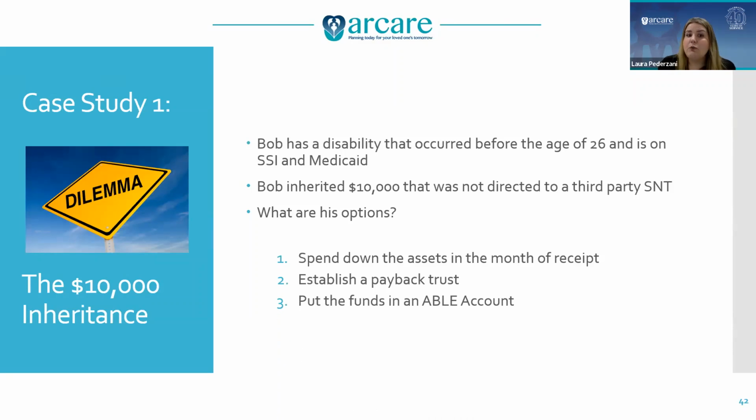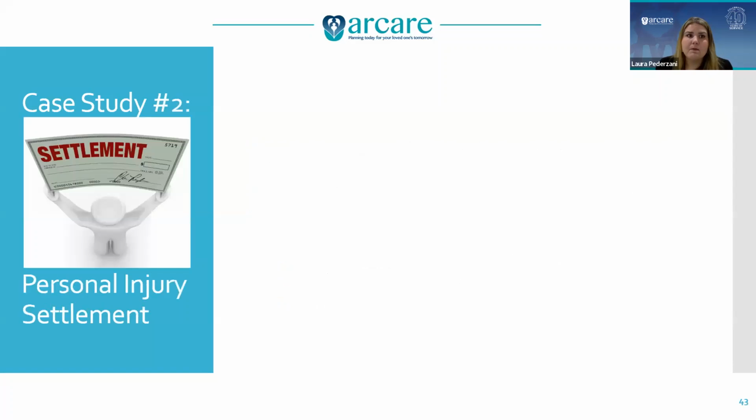And then the other option would be to put the $10,000 into an ABLE account. So he has a few options here, right? So he just has to decide with his circle of support what the best option for him would be.